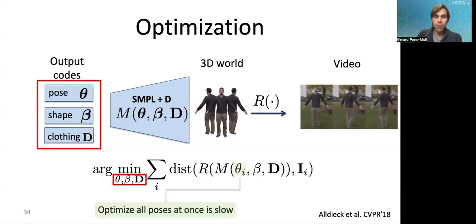Now, one problem with this formulation is that you have to optimize all the poses at once. So in principle, it's slow and it's memory intensive, because you have to load all the SMPL models for every frame, right? You need one model for every frame and you need to update all these models simultaneously. And this is typically memory intensive. It can be done efficiently, but it typically requires writing specialized code for this optimization, which is perhaps not very convenient.